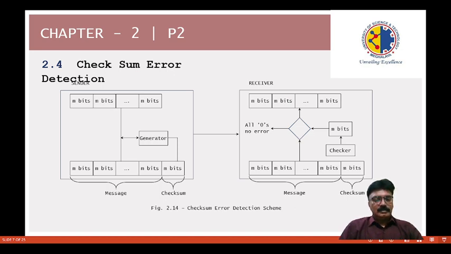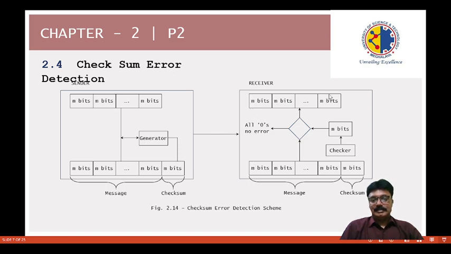So the particular message has m bits of segments. We are going to keep the last m bits for the checksum. This checksum will be generated by using the ones complementation of the m bits. We'll see it step by step. After adding this checksum, these binary values will be transferred to the receiver.